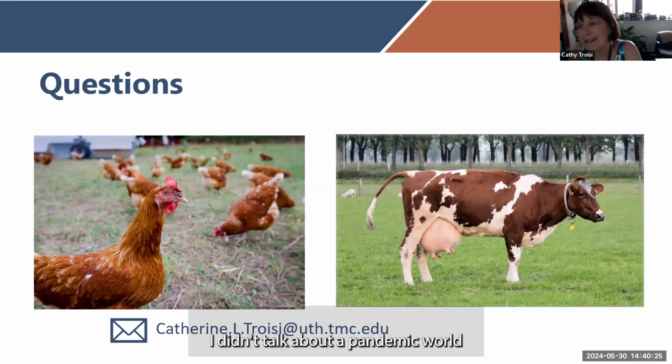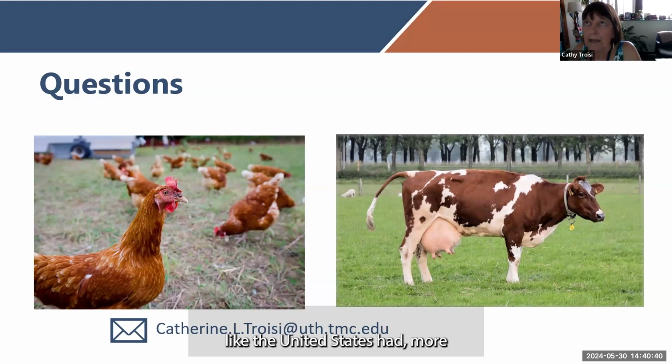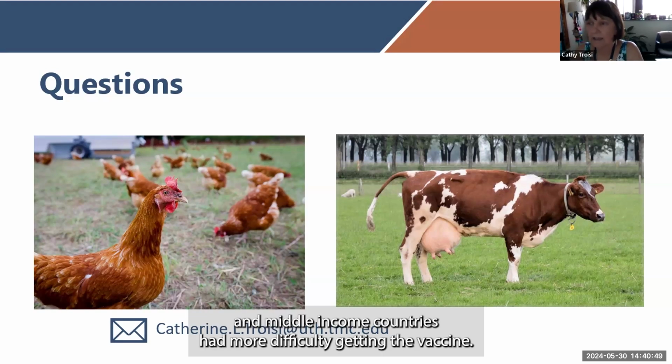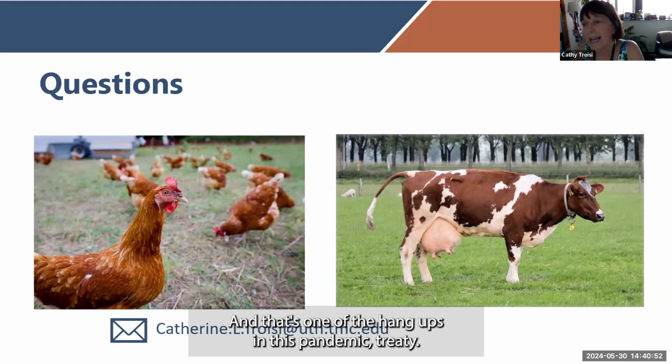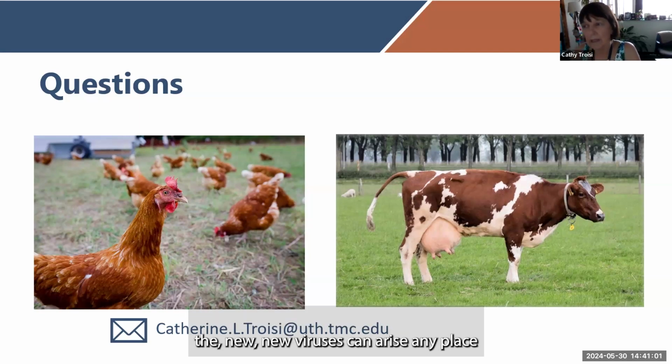I didn't talk about a world pandemic treaty that's being negotiated right now. And again, if you remember during COVID, when the virus did come out, the rich countries like the United States had more than their share of the vaccine. Other countries, low and middle income countries, had more difficulty getting the vaccine. And that's one of the hangups in this pandemic treaty. But you're absolutely right. We're talking about it in the United States because that's where we are. New viruses can arise any place. That answer your question?